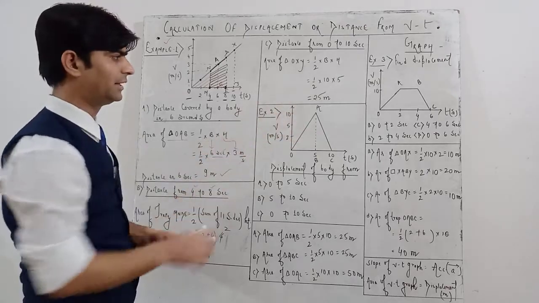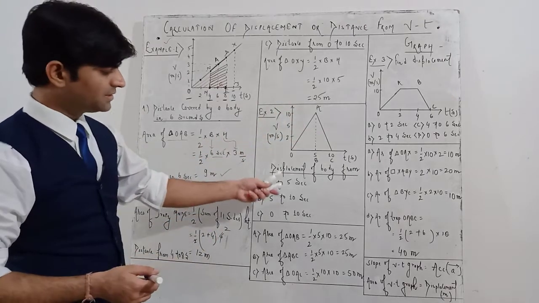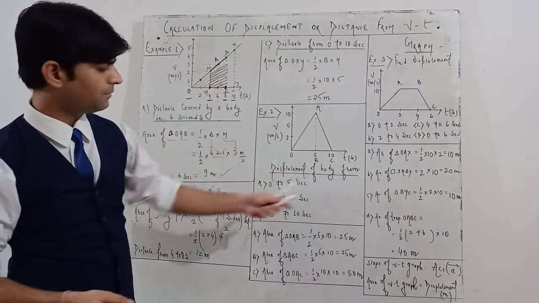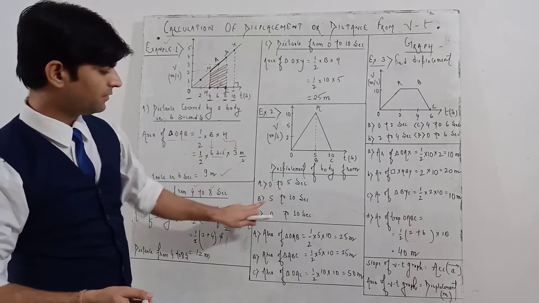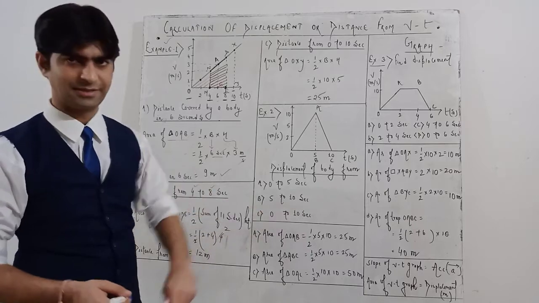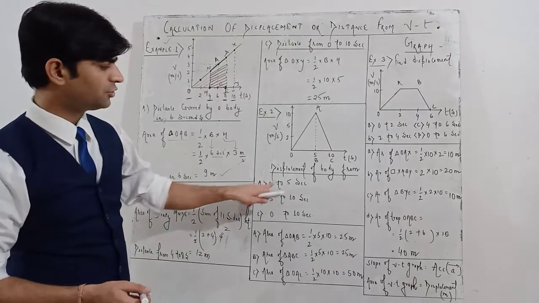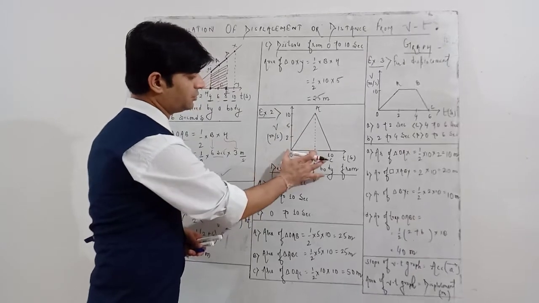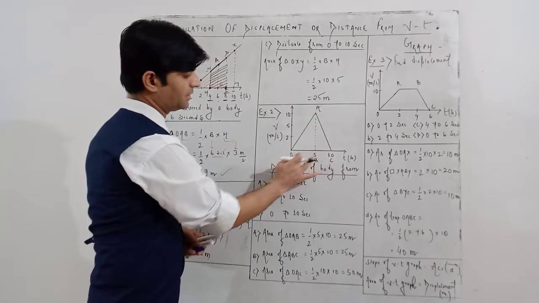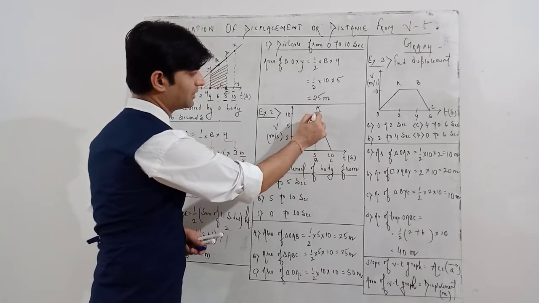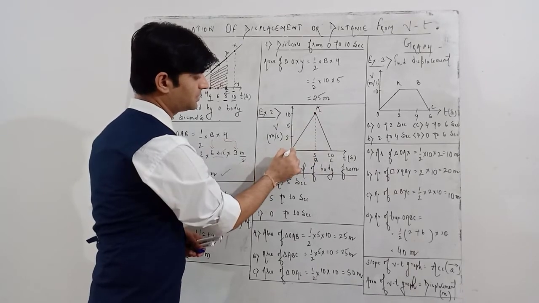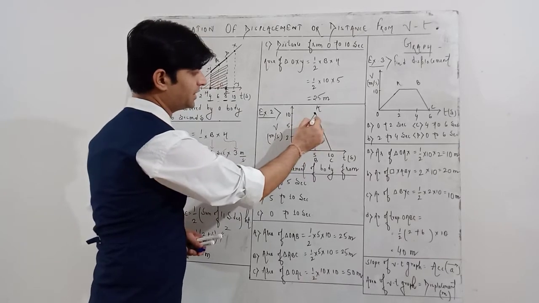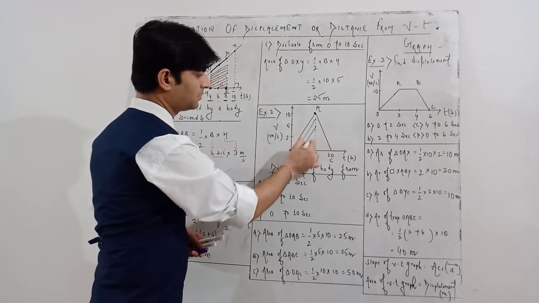ये आपको graph given है. Okay, these 3 cases we have to calculate. We have to calculate the displacement of a body from 0 to 5 seconds, 5 to 10 seconds, and 0 to 10 seconds. Let us see 0 to 5. That means this section, 0 से लेके 5 second तक, these points. 0 is this and 5 seconds is this. So this section.